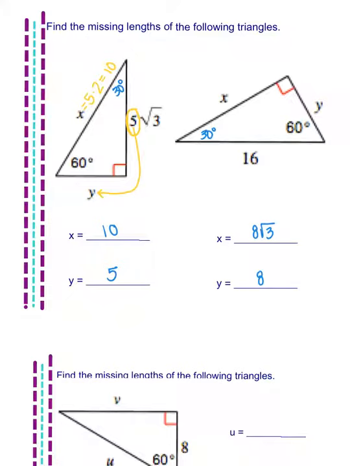It would have been a little more complicated if that square root of 3 hadn't been there, and I think we're going to do one of those here in a little bit. So now let's take a look at the next one.